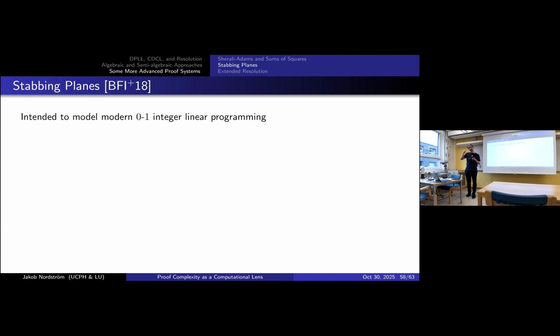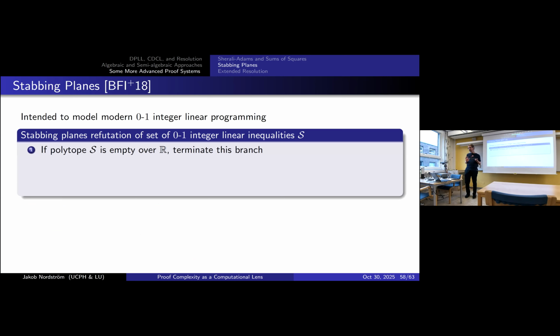And there's a wonderful survey by Noah Fleming and co-authors that is highly recommended reading if you want to know more about this. Another proof system that incidentally also Noah Fleming has worked on is stabbing planes, which is meant to model modern 0-1 integer linear programming in full generality. I'll only give a very quick description. Basically, you have some kind of polytope, so a set of linear inequalities. If your polytope is empty, like it has no real valued points, then you're done. You've refuted this branch and you can terminate.